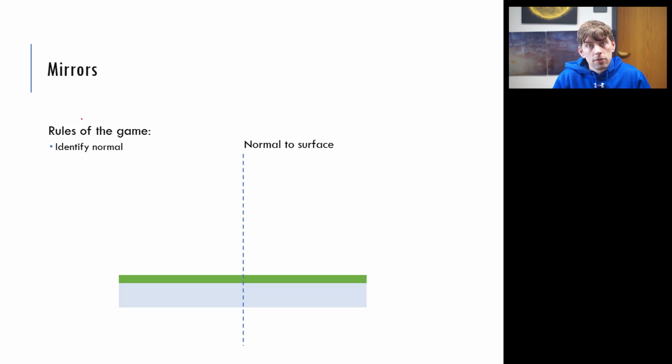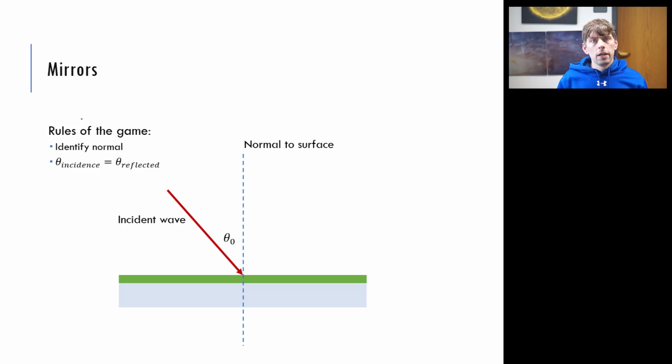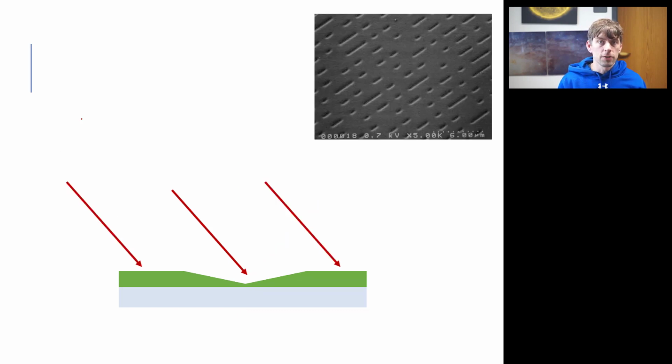Please bear in mind, we measure everything with respect to the normal. So the angle of incidence would come in, and I would call it theta naught. What we say for a mirror is that the reflected angle is the same as the incident angle. And that's why I started off the lecture with something like the surface of a CD.